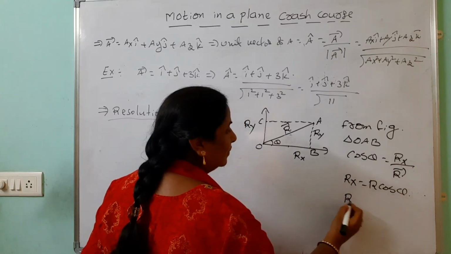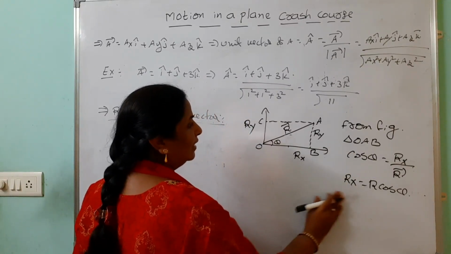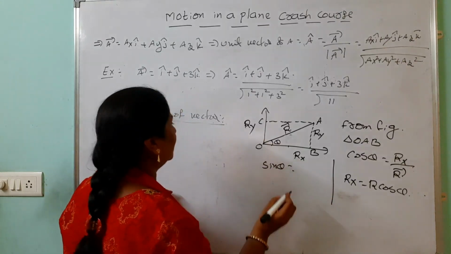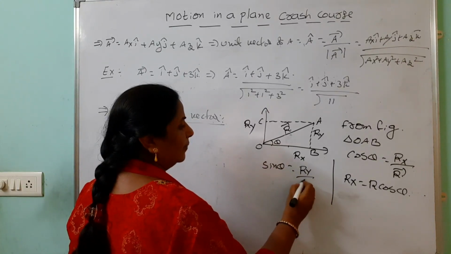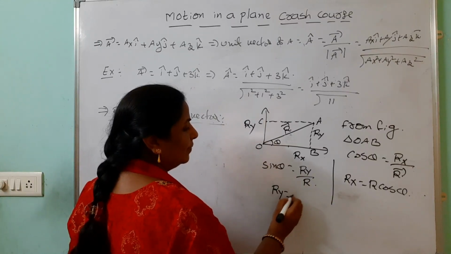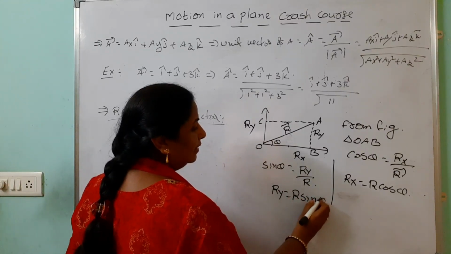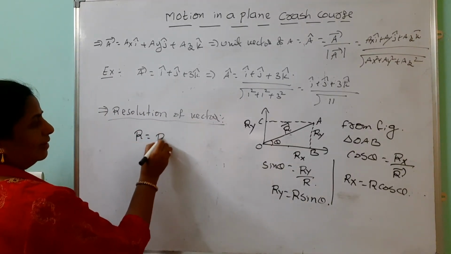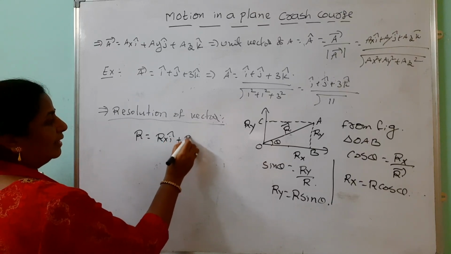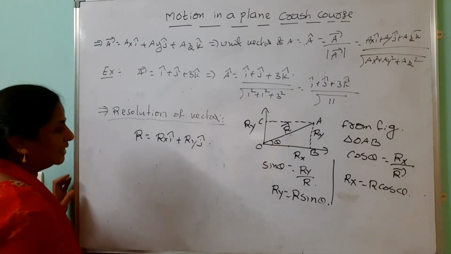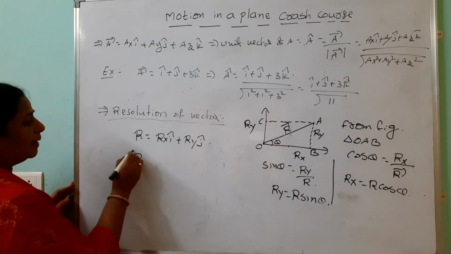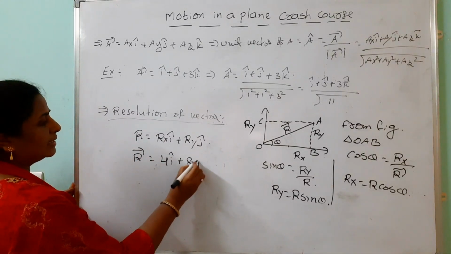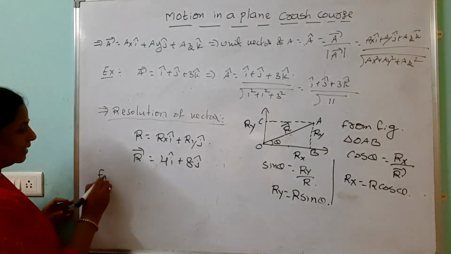Like that, if you want ry, you can go through sin theta. Here sin theta is opposite by hypotenuse, so ry by r. From this, ry equals r sin theta. Then you can express this vector as r equals rx i cap plus ry j cap. Suppose your question is like this: if r bar equals 4i cap plus 8j cap, find rx, ry.